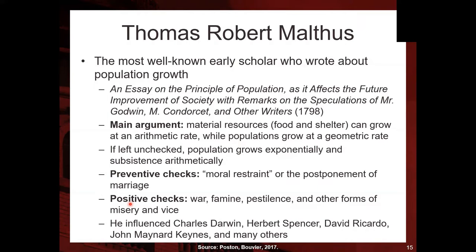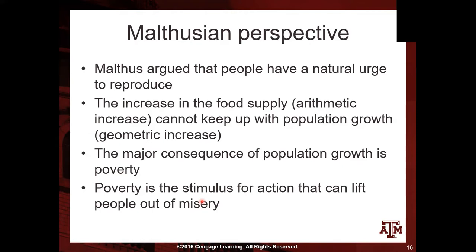And that will have bad effects on our society, such as poverty, increases in diseases and war, okay? So Malthus argued that people have a natural urge to reproduce, and the increase in food supply cannot keep up with population growth. Because our ability to produce food increases, we learn technologically, but it increases in an arithmetic way, while population grows at a geometric rate.